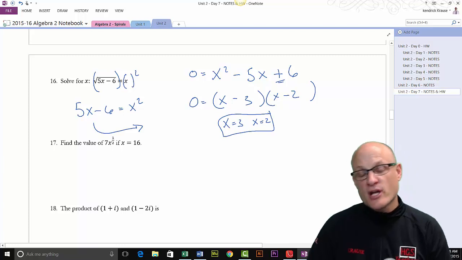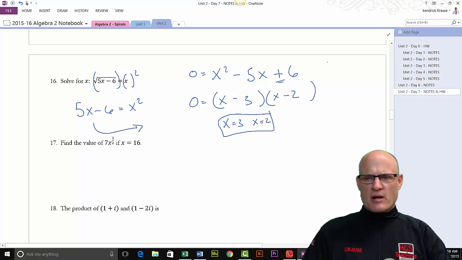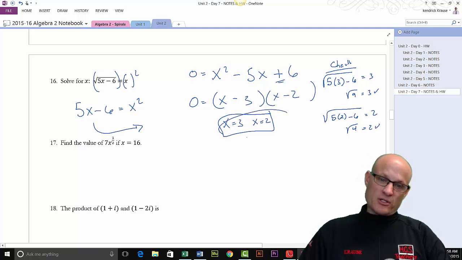You must check these answers. I'm going to guess on test day one of them is probably not going to work. So let's check. 5 times 3 minus 6. Does that equal 3? Well, that's 15 minus 6, which is 9. Square root of 9 is, in fact, 3. So that one works. Now we're going to do the other one. 5 times 2 minus 6 equals 2. That's 10 minus 6, which is equal to the square root of 4, and that equals 2. So they both work, so we're good. Both of them.